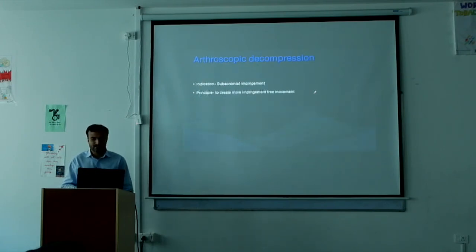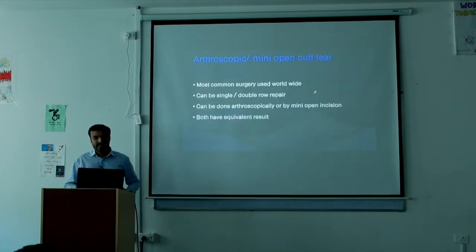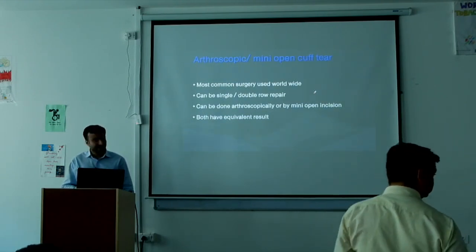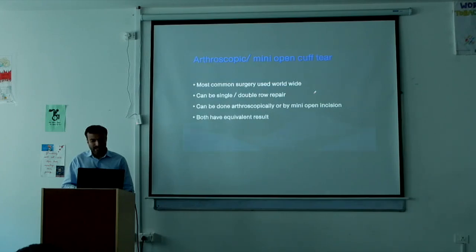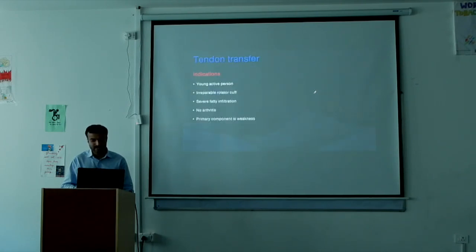The next surgery is arthroscopic decompression. It is indicated whenever we find subacromial impingement on clinical examination, and the principle is to create more impingement-free movement of the shoulder. The arthroscopic or mini open cuff repair is the most common surgery used worldwide. It can be either single row or double row.